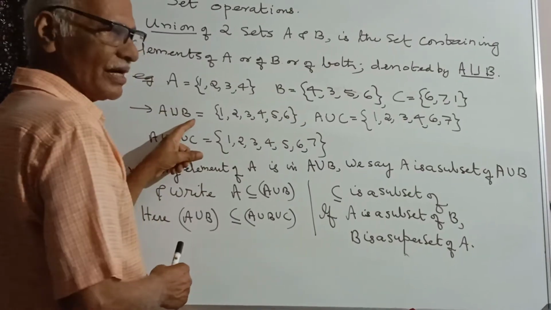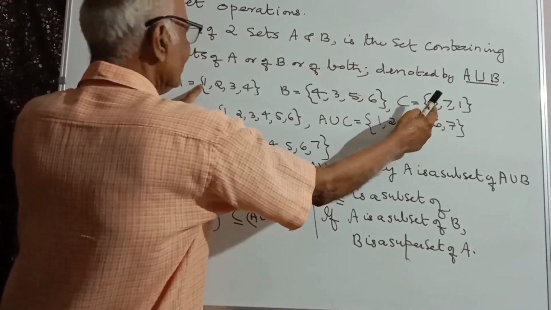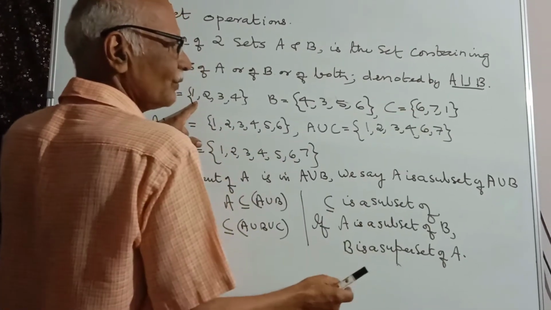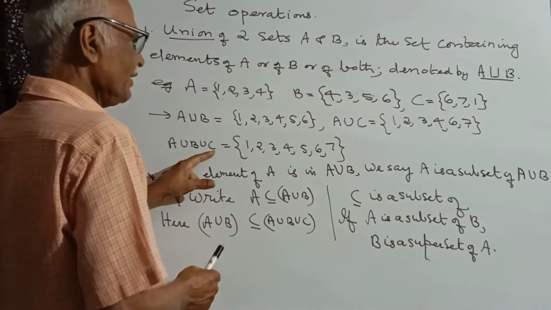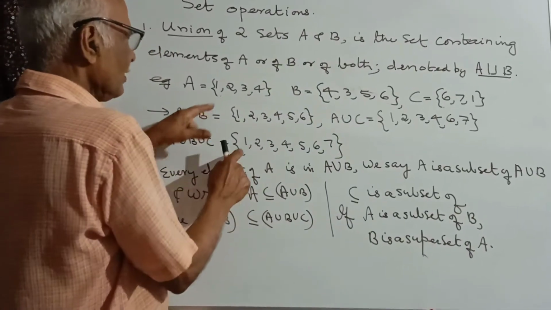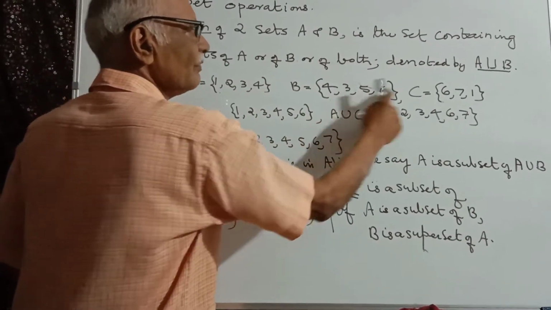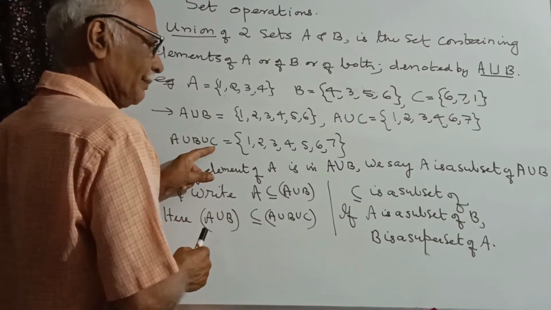Now A union B comes. Similarly, A union C, you can see. A union C, 1, 2, 3, 4 together with 6, 7, 1. So 1, 2, 3, 4, 6, 7. Now A union B union C. The whole of these, A, B, C. 1, 2, 3, 4 comes, then 5, 6 comes, then 7 comes. So this is A union B union C.